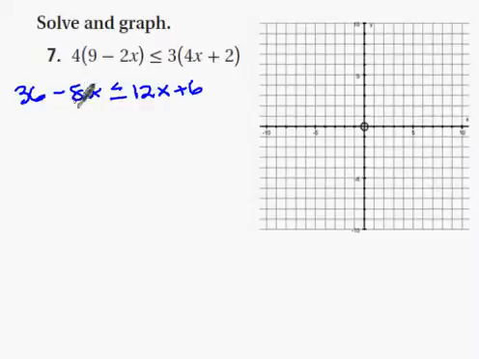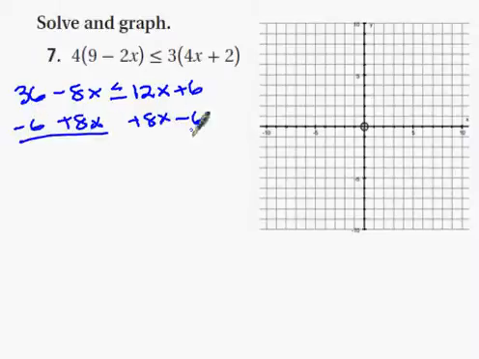Let's move my x's over to the right, so I'm going to add 8x to both sides of the equation. And I move my constants over to the left, so I'm going to subtract 6 from both sides. So this turns out to be 30 less than or equal to 20x.